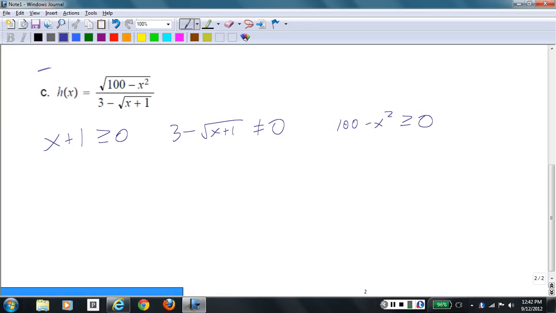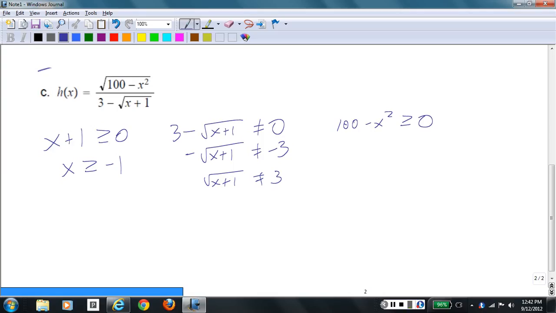Otherwise, there might be a point of discontinuity inside there somewhere. So certainly x would need to be greater than or equal to -1. And what can we say here? The square root of x plus 1 better not be 3. What can you take the square root of and get 3?